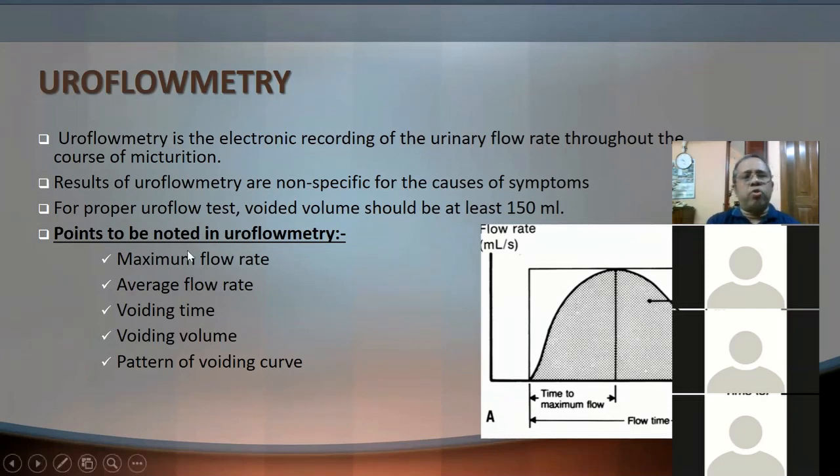Next, points to be noted in uroflowmetry. What do you see in uroflowmetry? Maximum flow rate, this is the maximum flow measurement, and average flow rate, calculated in the chart below, and voiding time, from when it started to when it ended, voided volume and pattern of the voiding curve. If the patient has hesitancy, the curve is in a zigzag manner. So by looking at the uroflowmetry, you can assess to some extent the diagnosis of the disease.